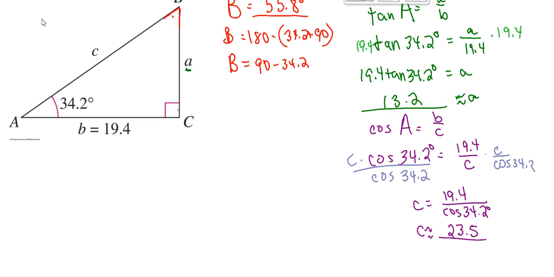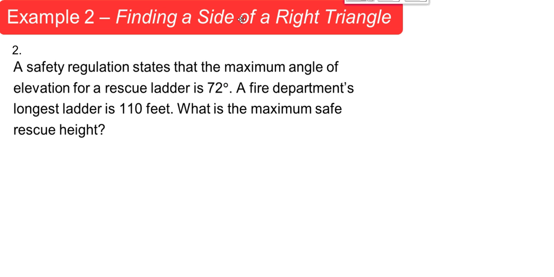Then moving on to number 2, same kind of thing. Maybe pause this, draw the picture, and then we'll compare our pictures as we go. Let me read it. A safety regulation states that the maximum angle of elevation for a rescue ladder is 72 degrees. The fire department's longest ladder is 110 feet. What is the maximum safe rescue height? So take a minute, pause this, draw the picture, and we'll compare our answers.